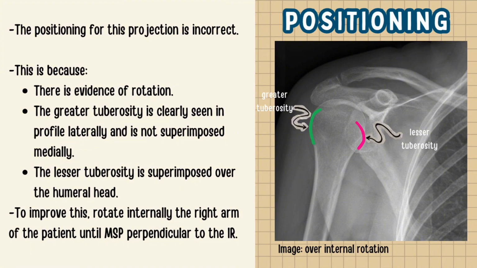So, the positioning in this image is incorrect. This is because there is evidence of rotation. The greater tuberosity is clearly seen in lateral profile, which is indicated by the green line, and it is not superimposed medially. The lesser tuberosity is superimposed over the humeral head as shown by the pink line. These findings indicate that the arm is not properly internally rotated. So, to improve this positioning, the arm should be internally rotated further until the MSP is perpendicular to the IR.